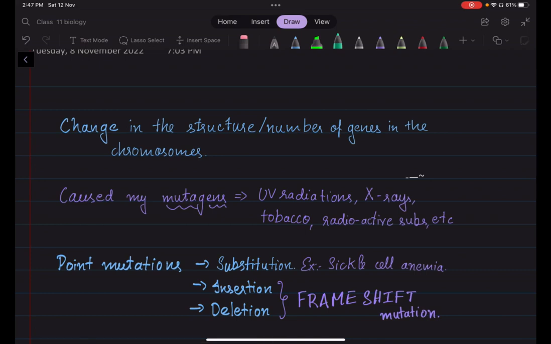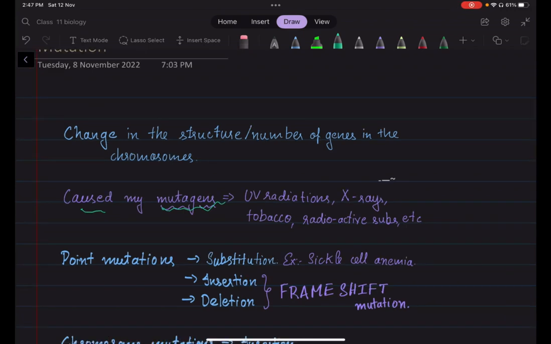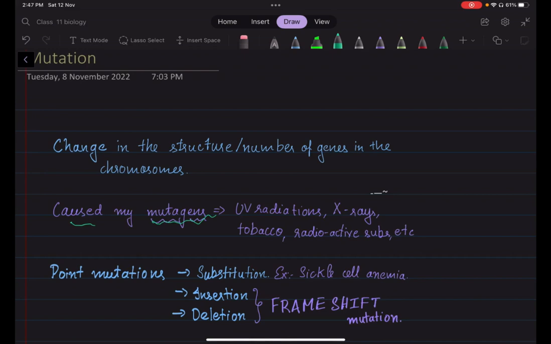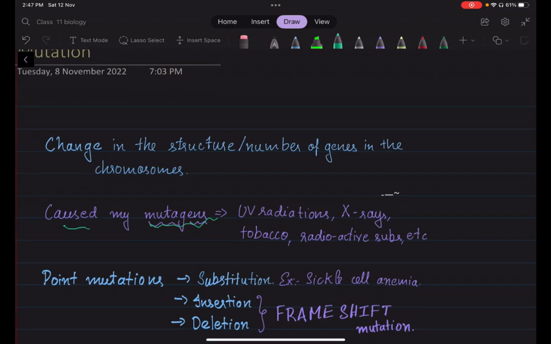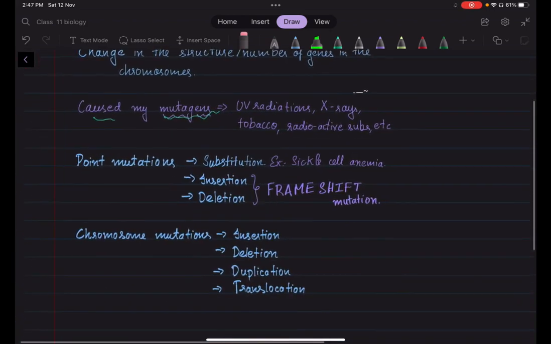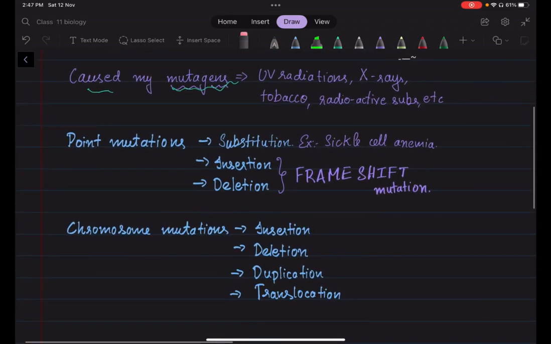Mutations are caused by either chemical or physical agents called mutagens. These mutagens are able to penetrate our cells and change the DNA sequences and genes of our chromosomes. They can be X-rays, radioactive substances, tobacco, UV radiations, etc. In general, we have two types of mutations: point mutations and chromosome mutations.